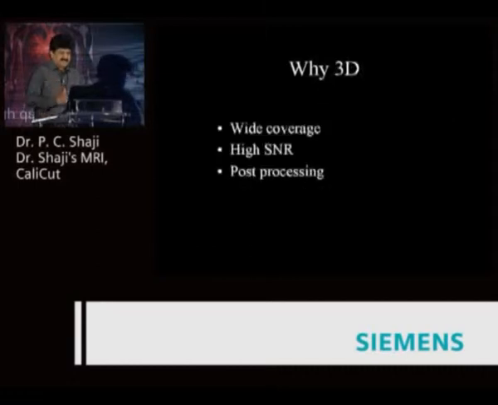Now why 3D? In a 3D, you get wider coverage and a higher SNR, because acquisitions are done over the same area repeatedly. And it is excellent for post-processing, because in case of venous contamination you can separate the artery and the vein. Also, in a case of tortuous vessels, you can follow the signals and reconstruct the artery very well. So you have to do a 3D sequence.